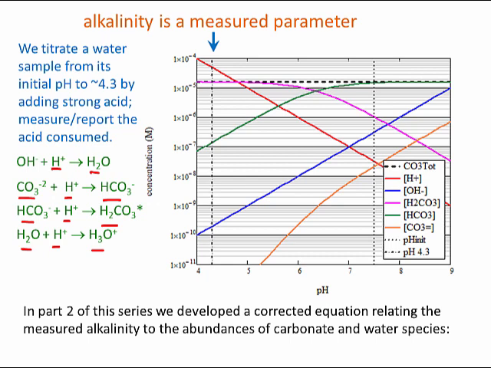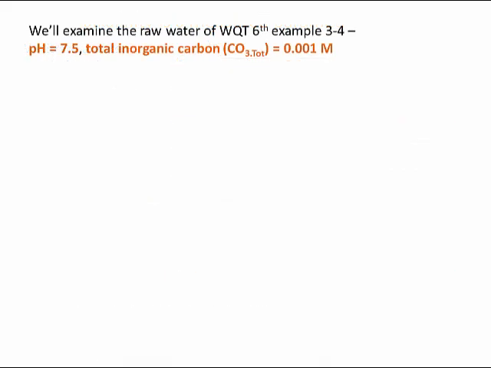In part 2 of the series, we developed a corrected equation relating the measured alkalinity to the abundances of carbonate and water species, and we'll use that equation in this video example. So we'll consider the raw water of Water Quality and Treatment, 6th edition, example 3.4. Initial pH 7.5, total inorganic carbon content 10 to the minus 3 molar. We'll do the computations using MathCAD 15.